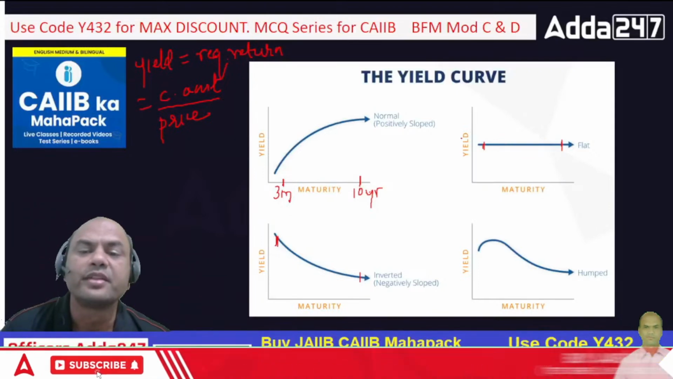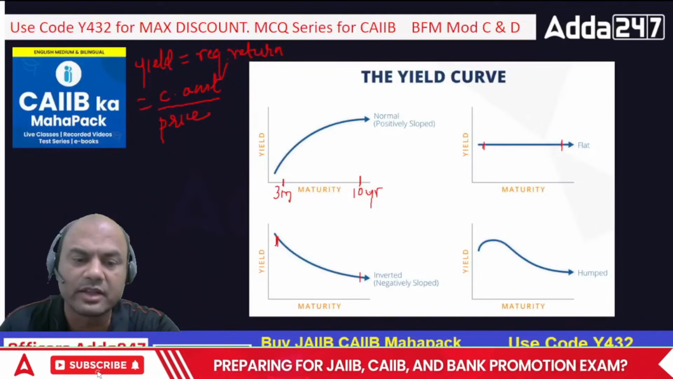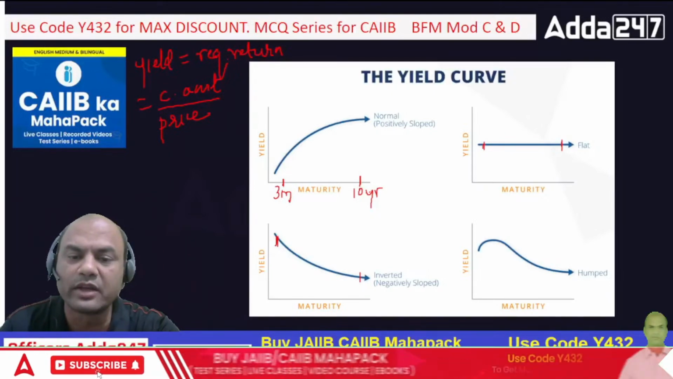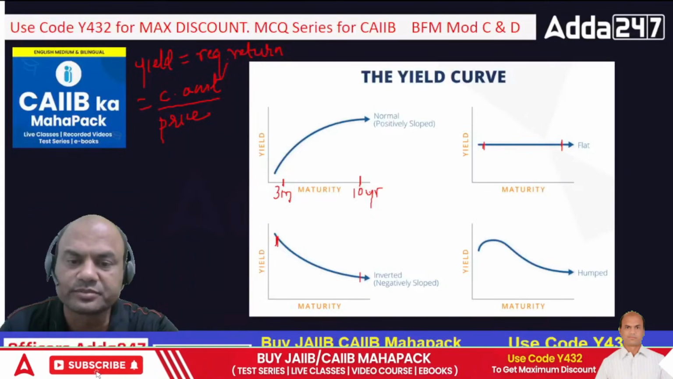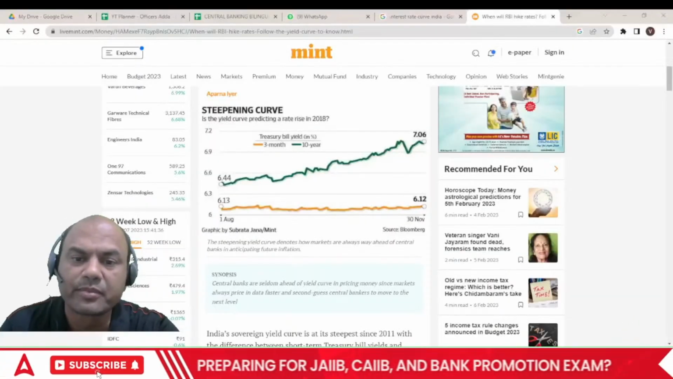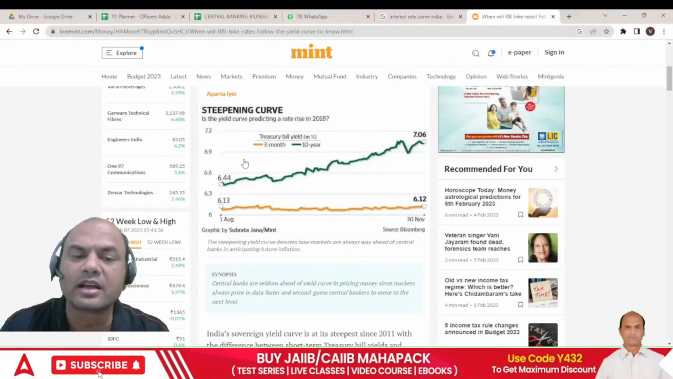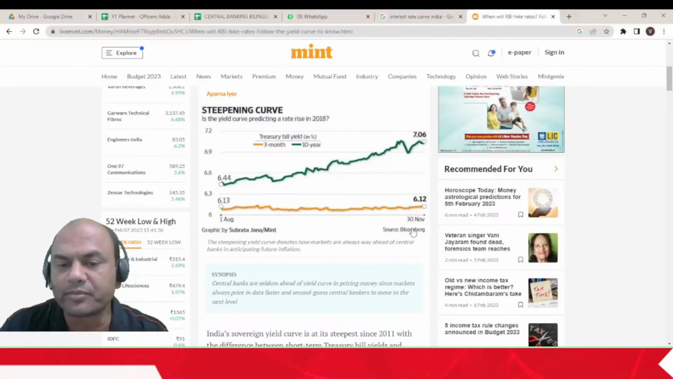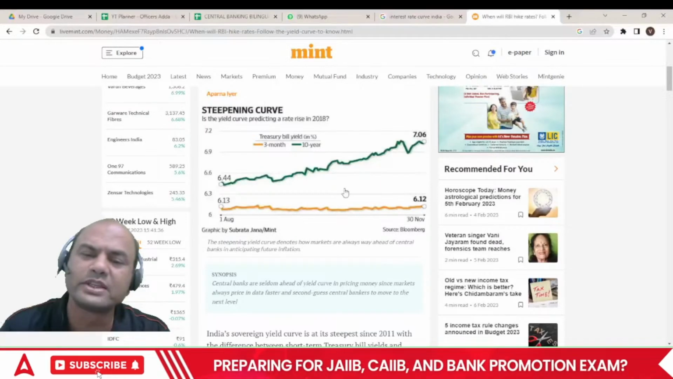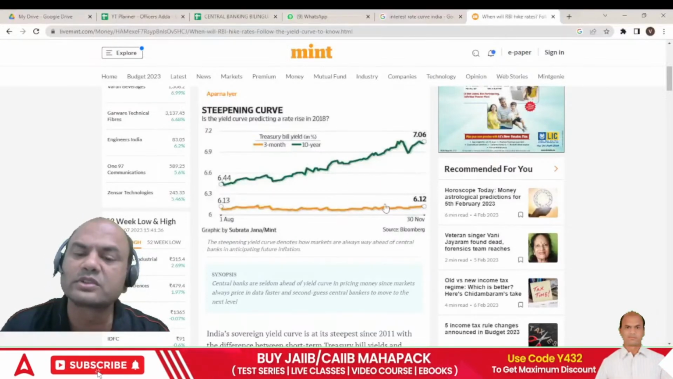Okay. Now I'll show you one live, because that will give you a better picture, isn't it? Let's go live over here. One sec. Yeah. Let me show you this Mint article. See this. In this Mint article, look at this curve. This is from 1st August to 30th November. Okay, shorter period. See here, always these curves are plotted for shorter period.